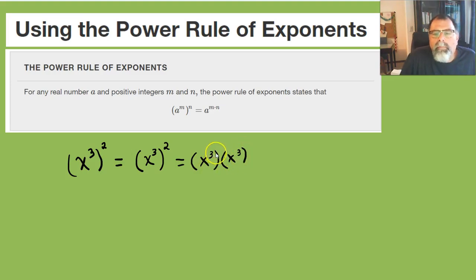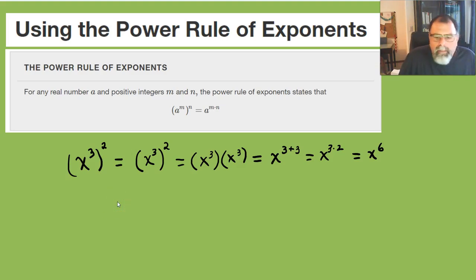Well, now I can use the product rule. Multiplication is commutative and associative, so if I'm multiplying with the same base, I can just add the exponents, 3 plus 3. But isn't that the same thing as saying 3 times 2? So the shortcut then is going to be 3 times 2, and we don't have to show this work here, and then we get x to the 6th.